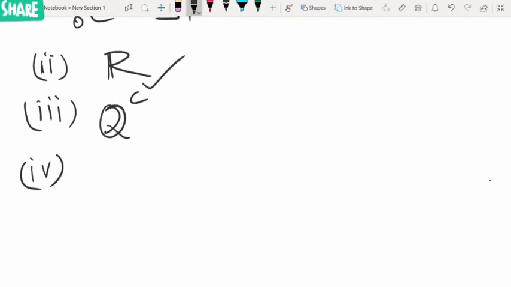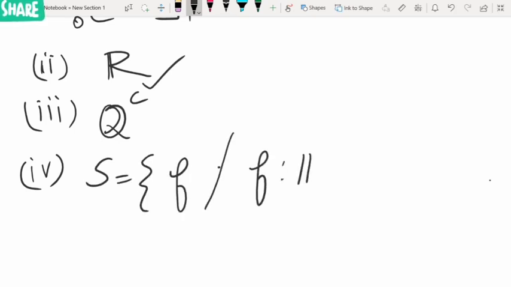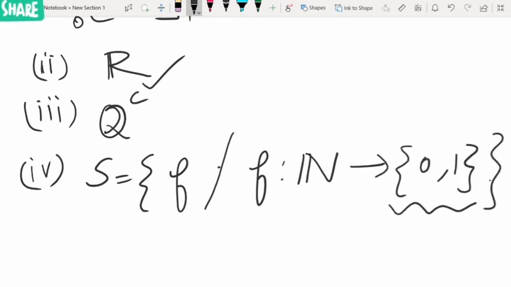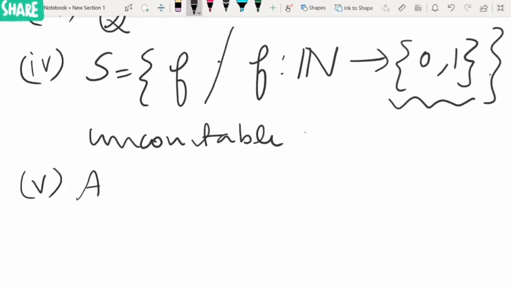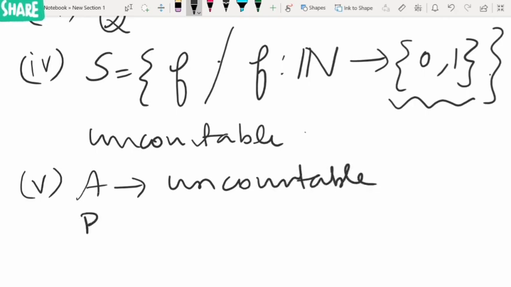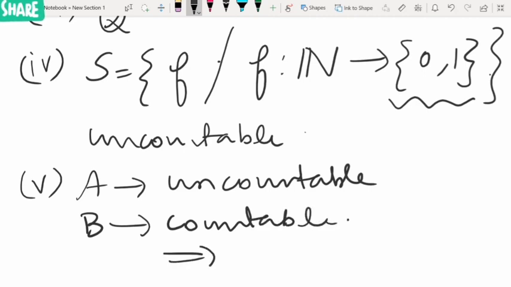Fourth one, the set of all sequences, the functions from N to {0, 1}. This means that the sequence has only the elements 0 or 1. Okay, this is also uncountable. Okay, if A is an uncountable set and B is a countable set, then A \ B, the difference, is uncountable.